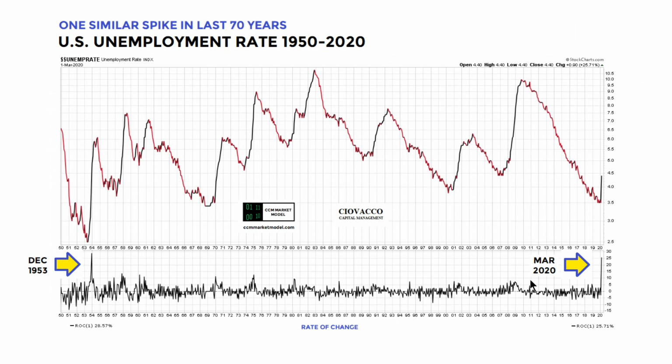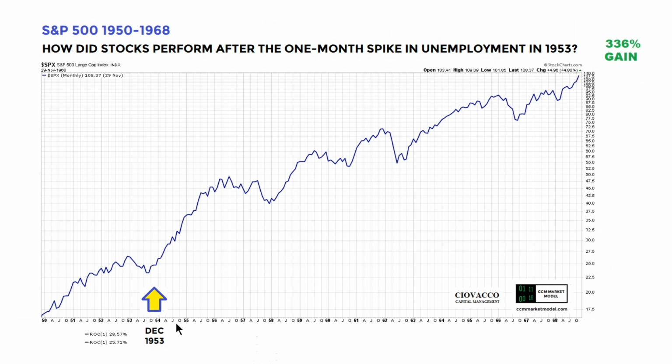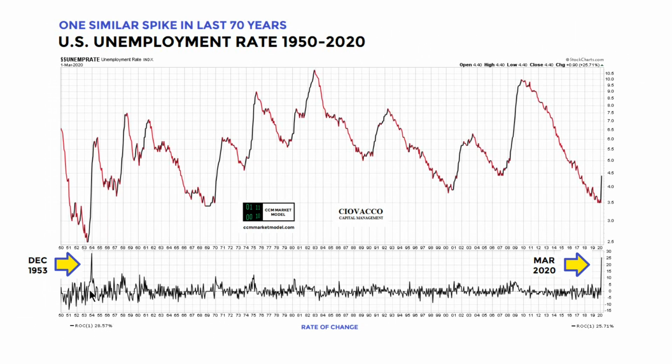Are we saying that March 2020 is identical to December 1953? No, we're not saying anything even remotely close to that. This is similar to this. And this tells us that it's possible that good things can happen for a long period of time in the stock market after something like this.